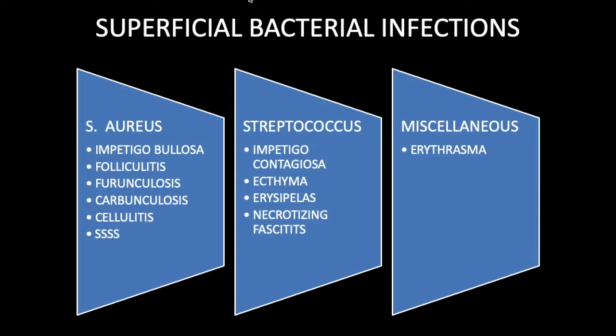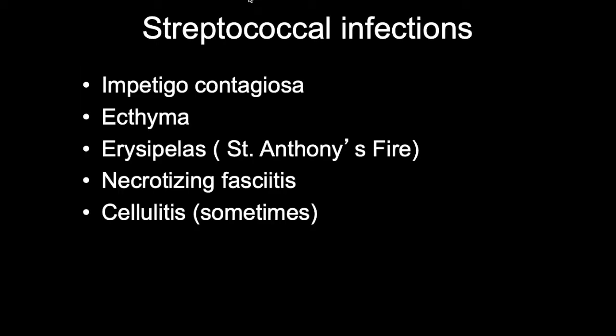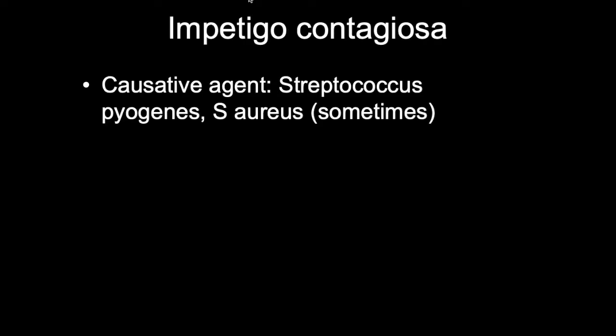Here are the skin infections we will discuss, and they are grouped according to the etiologic agent. We will start with skin infections under Streptococcus. The first one will be impetigo contagiosa. This is one of the most common superficial skin infections. This is caused by Streptococcus pyogenes.